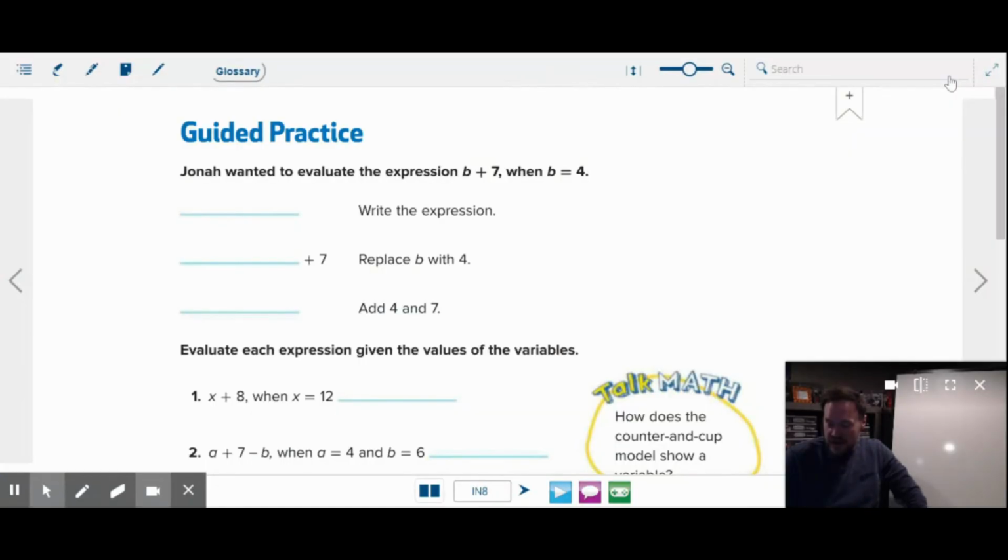Okay. Go ahead and get your math book open to page IN8. We're going to skip IN7. We're going straight to 8. I'm on the guided practice. If you need a second to pause the video, go ahead and do that. You know what? I'm not going to pause it. Don't pause. I'm just going to drink my coffee while you're getting it open. And then if you need to pause it, that's on you. You do you. You figure it out.